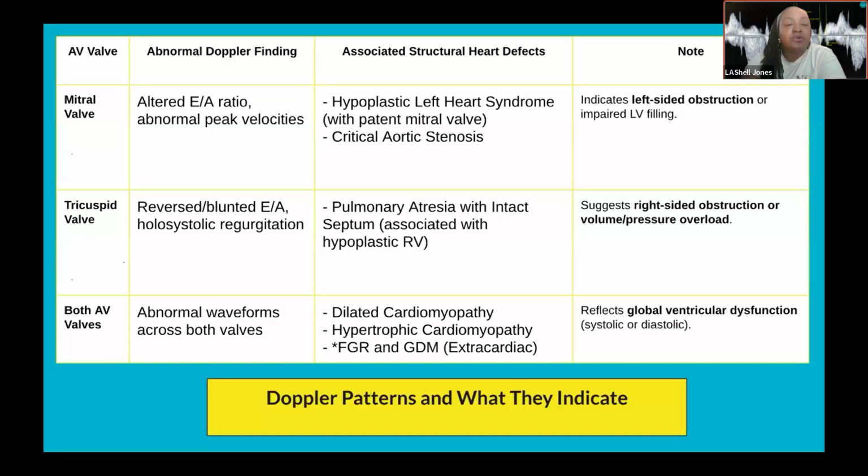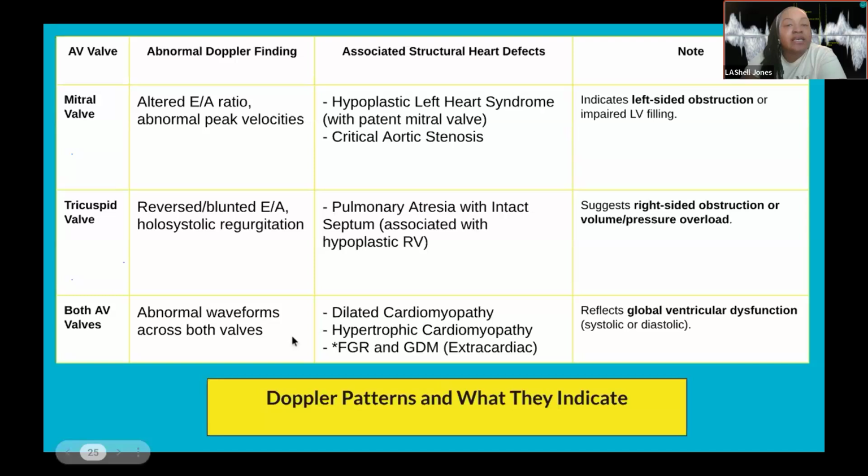Now, vice versa, if you notice that there is something going on on the right side, you may see either a reversed or blunted E/A ratio or waveform, or some holosystolic regurgitation. This usually indicates pulmonary atresia with intact septum, which is associated with a hypoplastic right ventricle. Okay, so any abnormal Doppler finding on that side suggests right-sided obstruction or volume or pressure overload.